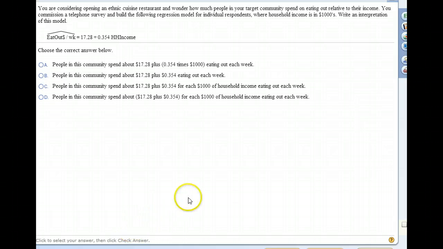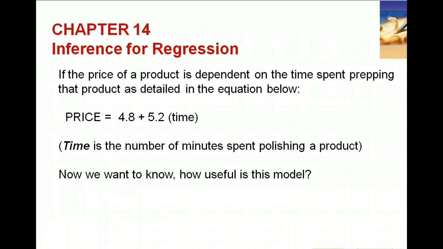This is a qualitative question, so I'm going to look at this example, which is just a similar equation, and assess this one, and then you will be able to apply the principles to the question you are asked. If the price of a product is dependent on the time spent prepping that product, as detailed in the equation below, we're saying price is 4.8 plus 5.2 times the time you spend working on that product. Now, what does that mean?